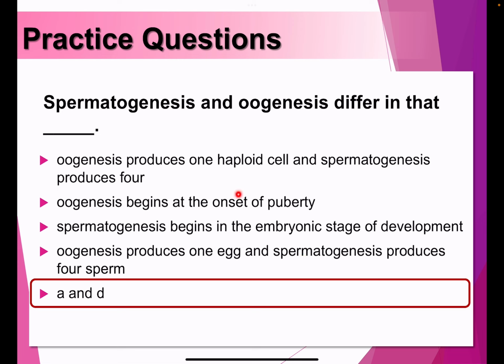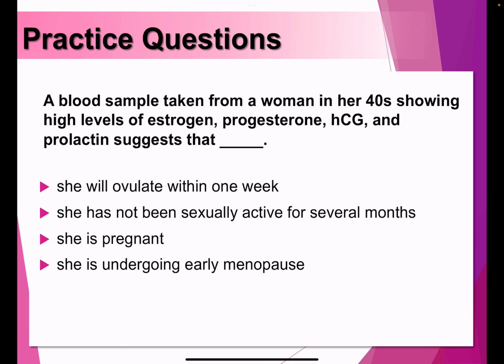Oogenesis begins at onset of puberty. Incorrect, because it actually happens while the embryo is still in the mother's womb. Spermatogenesis begins in embryonic stage. Incorrect, so these two should have been switched, and then they will be all correct.